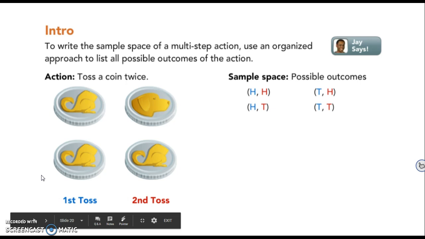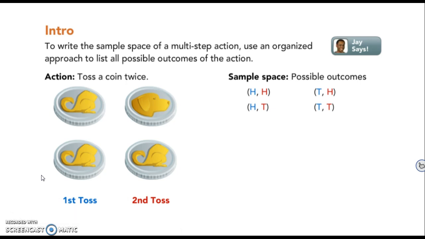To write the sample space of a multi-step action, we can use an organized approach to list all possible outcomes of the action. For example, if the action is tossing a coin twice, that means there are two steps within our action. So our sample space would be heads, heads; heads, tails; tails, heads; or tails, tails. As you can see, there are four possible outcomes when tossing a coin twice.